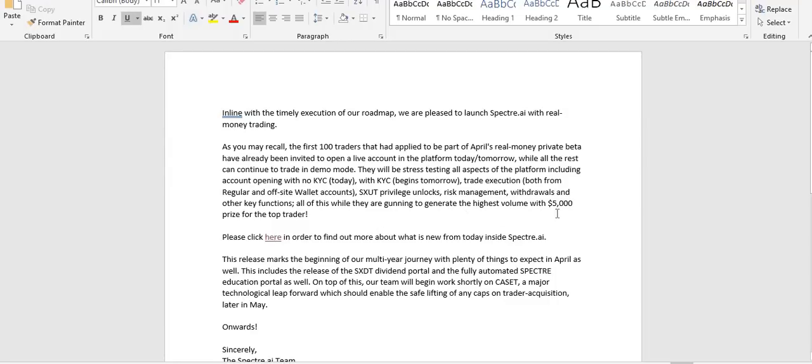There's a whole long list of things that the utility token does for you as a trader on that platform. And if you are one of the lucky people and you have the highest trading volume, you're going to win yourself $5,000.